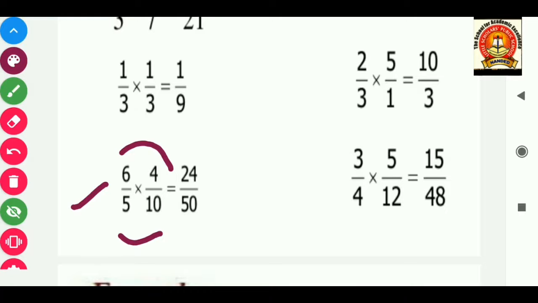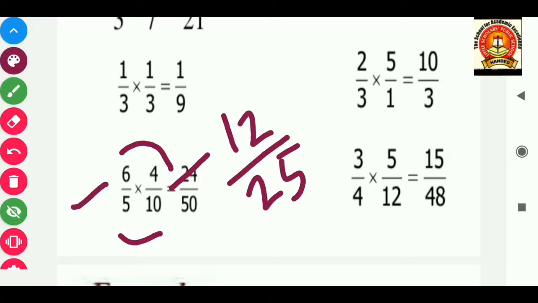You can reduce this. You can go with the 2's table. With the 2's table, 2 12s are 24, and 2 25s are 50. So with the 2's table you can do it. This is the reduced form of this fraction. Here you can see in this example 3 5s are 15, the numerators' product, and 12 4s are 48. Again you can also reduce it with the 3's table.